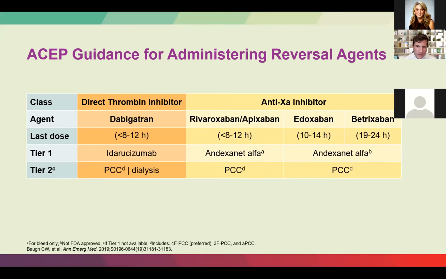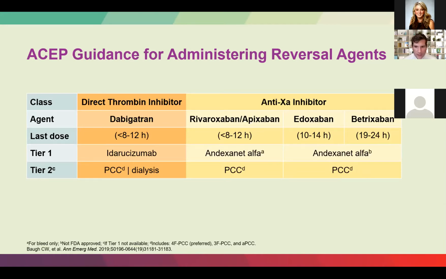Getting a sense of the timing of the last dose is an important part, as well as which agent they're taking, right? Because you have agent-specific treatments. Giving idarucizumab to the rivaroxaban patient is not going to help that patient. So you need to know with some high confidence which agent they were taking and when they last took it. You can see that under tier 1, we have some targeted reversal agents, and we'll talk about what makes them targeted in a few slides.